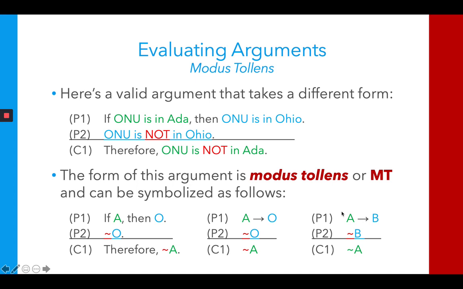Again, if we generalize that even more, we might say this generally has a structure. If A, then B, the consequent is false. Whatever's over here on the right side of the arrow is not true. Therefore, whatever's on the left side of the arrow is not true. That's modus tollens structure.